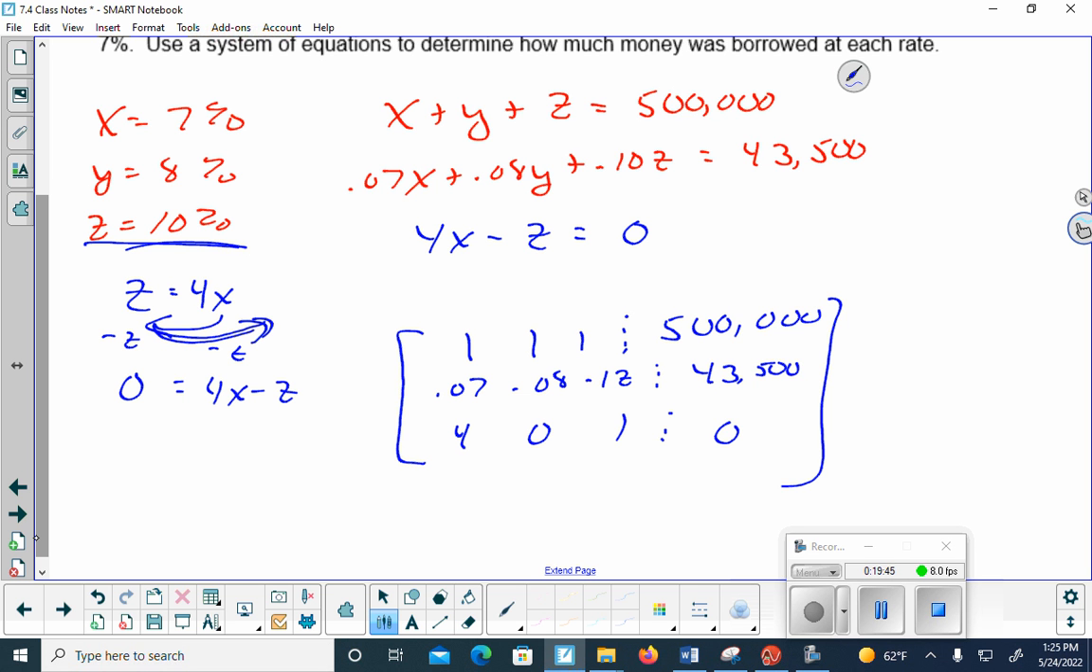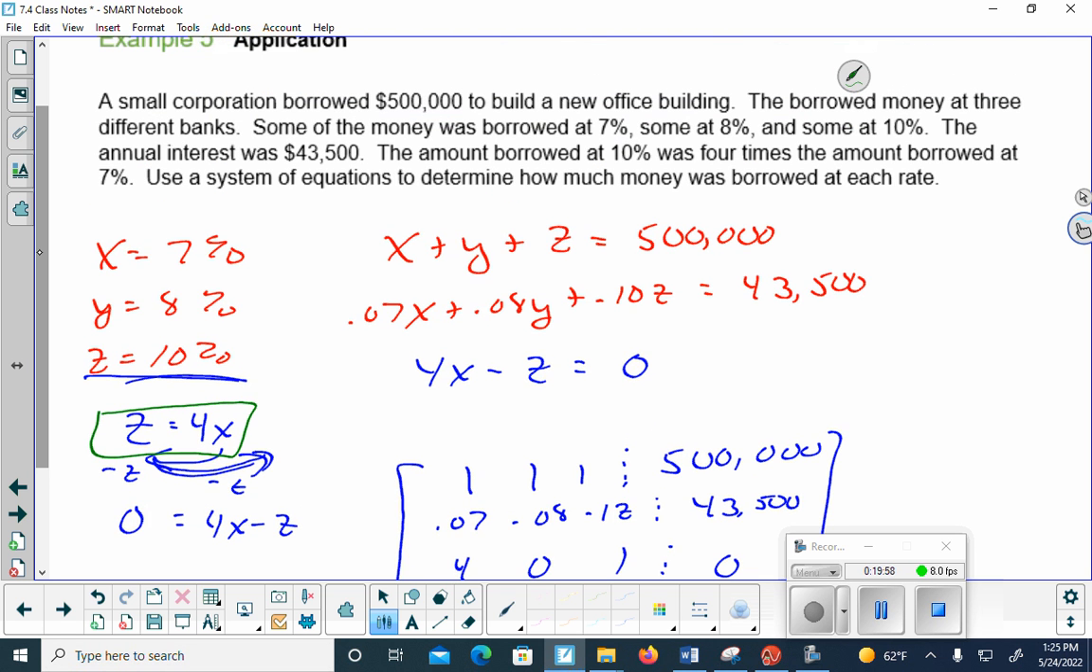If I have something like this, I'm going to be perfectly honest. I am probably not going to keep it as a 3 by 3 and solve this. I am probably going to use the fact that right here I said z is equal to 4x. So any place I see z, I would replace it with 4x. And then that way I would knock it down to a 2 by 2, which is a heck of a lot easier to solve. So I'm probably going to do it that way.